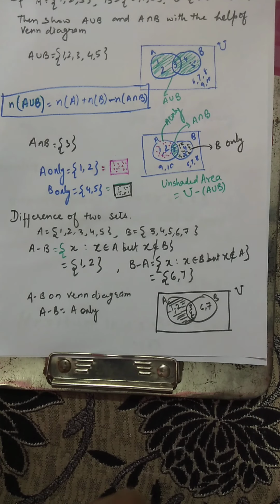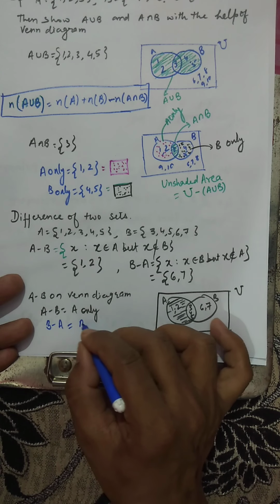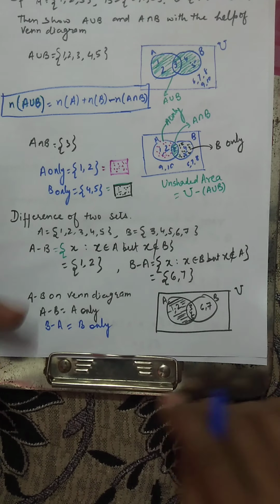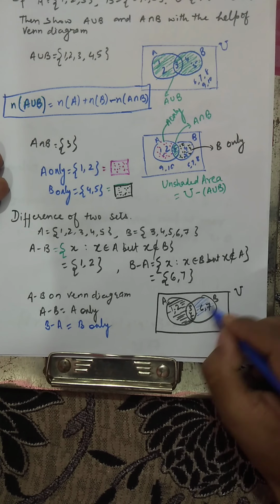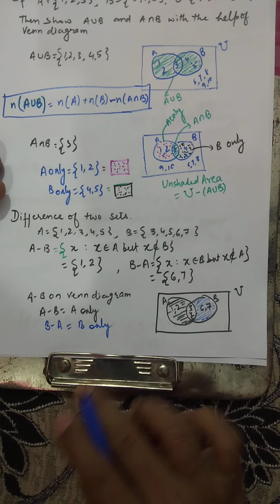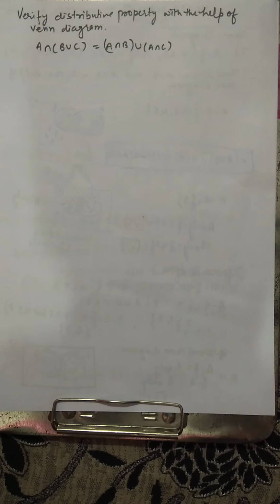And now B minus A. B minus A means B only. B only means that area, this area with this color is your B only. So remember these very important concepts, which you will see used in the next coming questions. Now we are going to discuss the distributive law with the help of a Venn diagram, and that is a very important question.